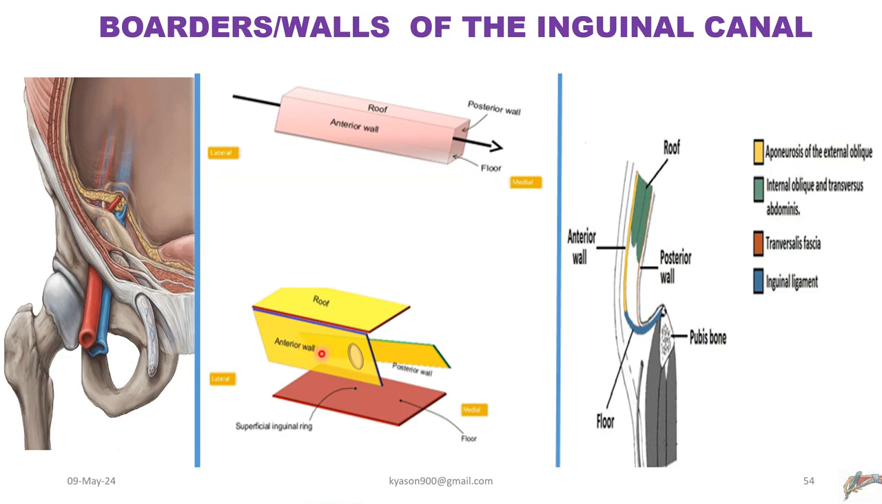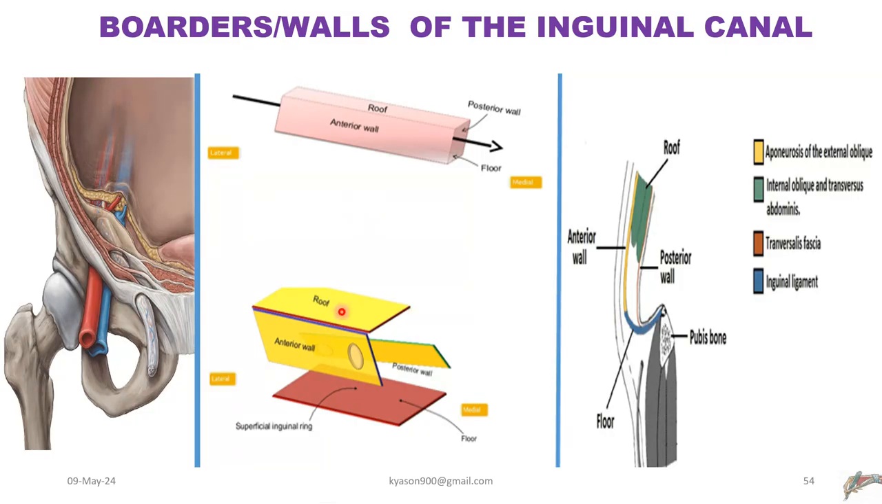So what is going to form our anterior wall? Our anterior wall is going to be formed by what? It's going to be formed by the external oblique aponeurosis and some part of the internal oblique muscle fibers. They will form the anterior wall. Then the floor, obviously, it's going to be formed by the inguinal what? The inguinal ligament. Okay. The curved surface of the inguinal ligament will form the floor of our inguinal canal.